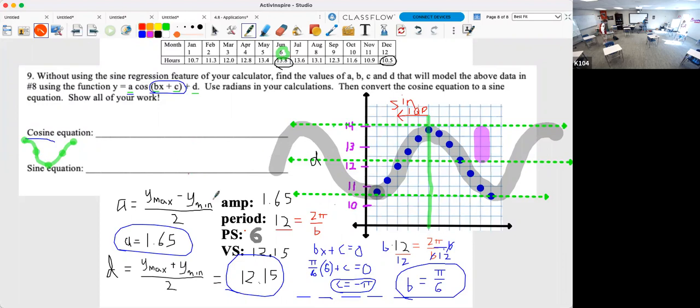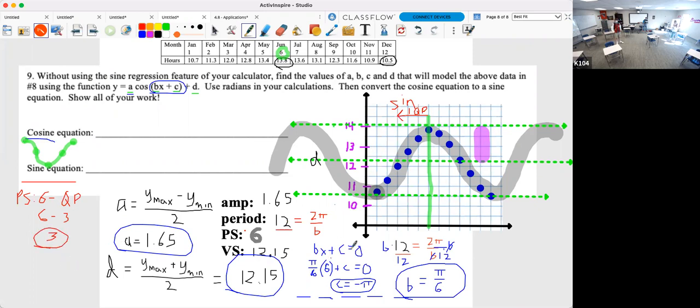So you basically have one more step to do. The period's still the same. Our phase shift was 6. So for sine, our phase shift has to be 6 minus a quarter period. What is the quarter period? One fourth of the period. The period's 12, so 6 minus 3. So our phase shift has to be 3 for the sine curve.